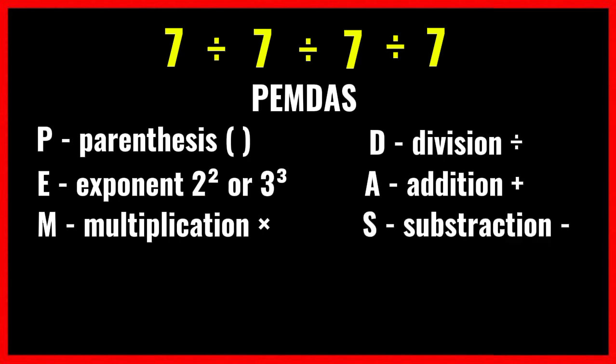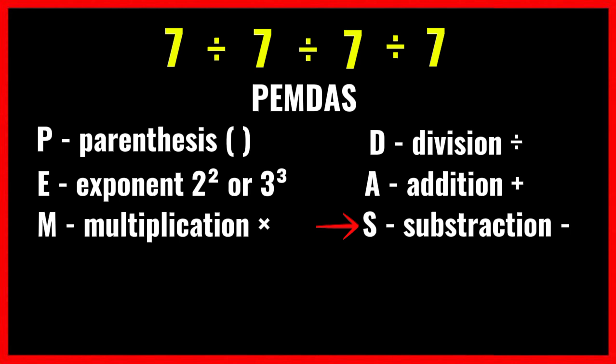There is something very important that many people misunderstand. Multiplication does not always come before division, and addition does not always come before subtraction. Multiplication and division have the same priority, so you solve whichever comes first from left to right. The same rule applies to addition and subtraction. They also have the same priority, so you work from left to right.